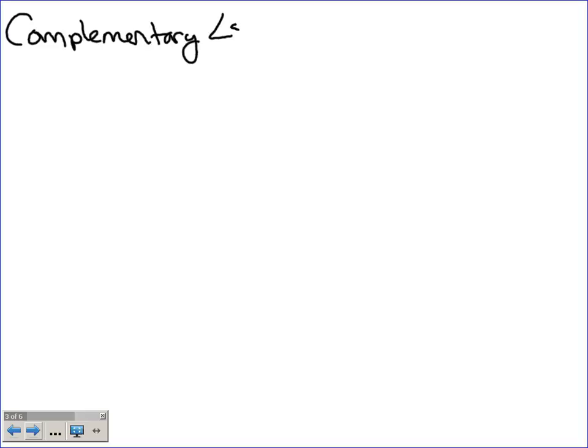Abbreviate that. This is how I write angles, just so you guys know. Or the angle symbol and S.